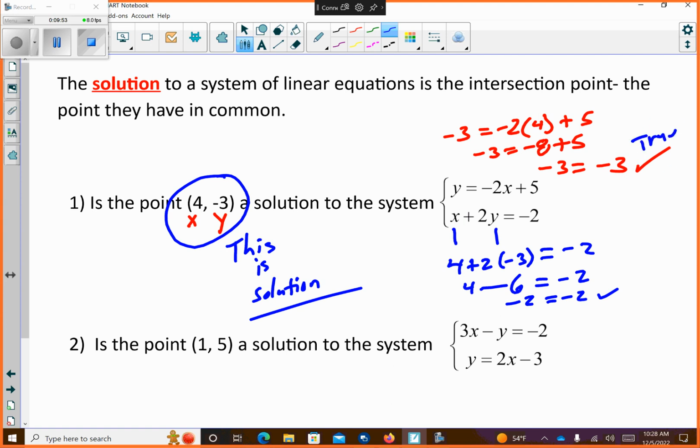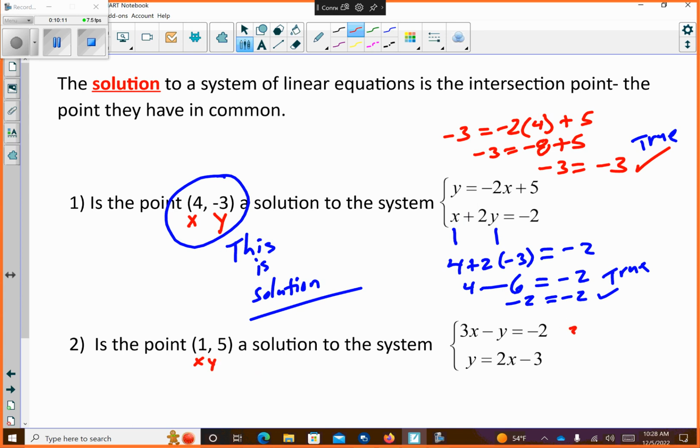Gave me true here, gave me true here. Once I plug my x and y values in, I replaced x and y with my point, my solution that we're checking. Okay? So let's try this one. Agree? All right, so I'm going to plug in here.